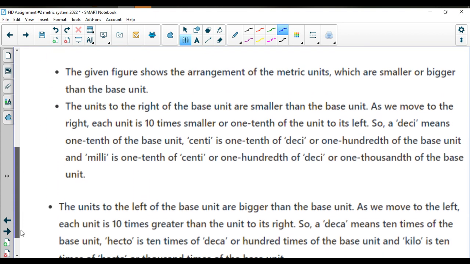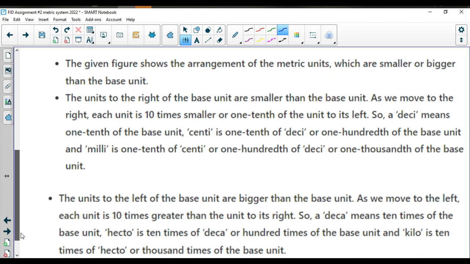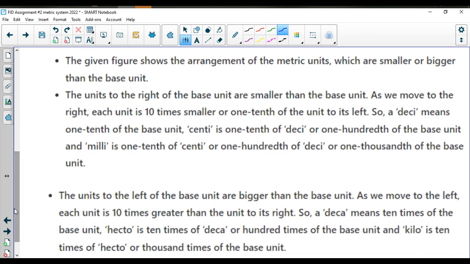We can see there's a couple more pieces of information given on this slide right here. I'm not going to go through all these pieces, but that's basically what it says, is that it's based on the number 10. So moving to the right, we're looking at smaller units. So each unit is 10 times smaller, or a tenth of the unit to its left.